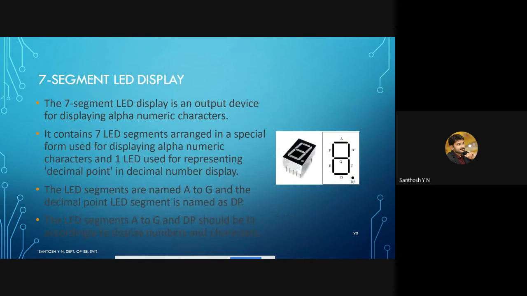Now, the next very important component that we'll be using along with the LED is a 7-segment display. The 7-segment display is again an output device for displaying alphanumeric characters.